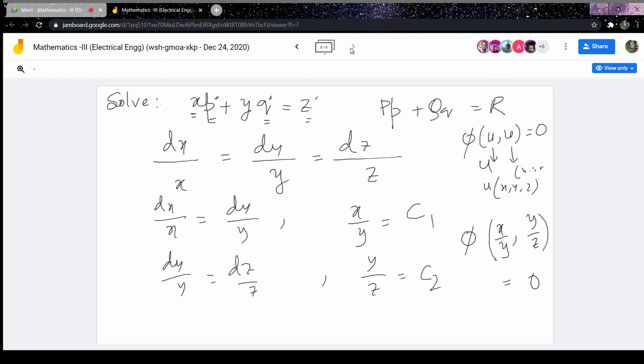Yes ma'am. u is a function of x, y, z, and v is a function of x, y, z. Sometimes it happens that all the terms may not be present in u or v. This is a very simple problem. You will have some problems where this integration is not so easy, and you have to solve them.